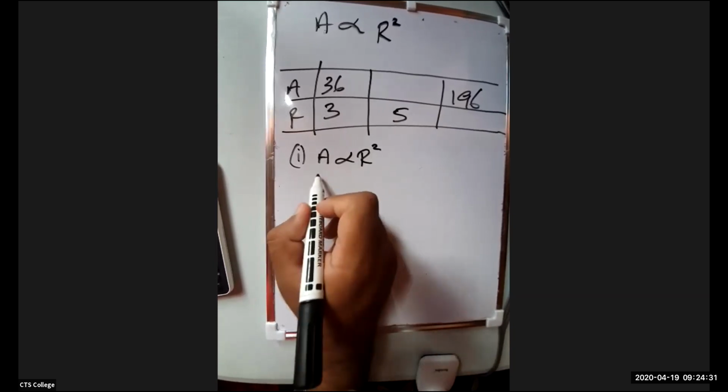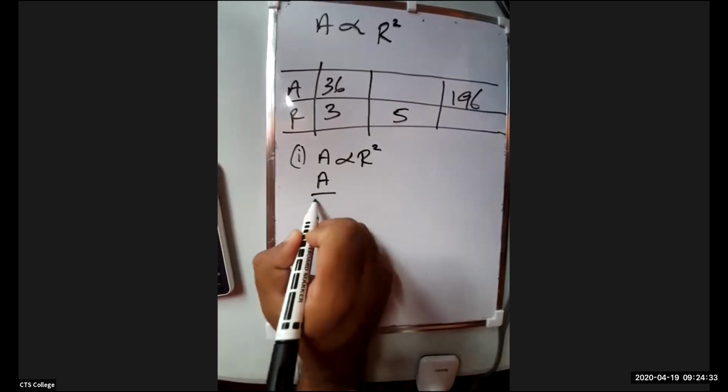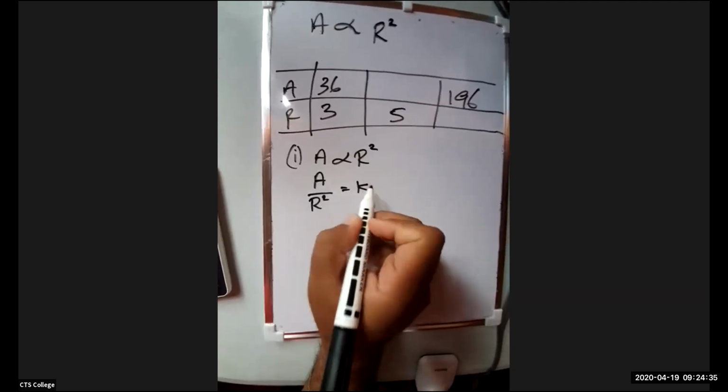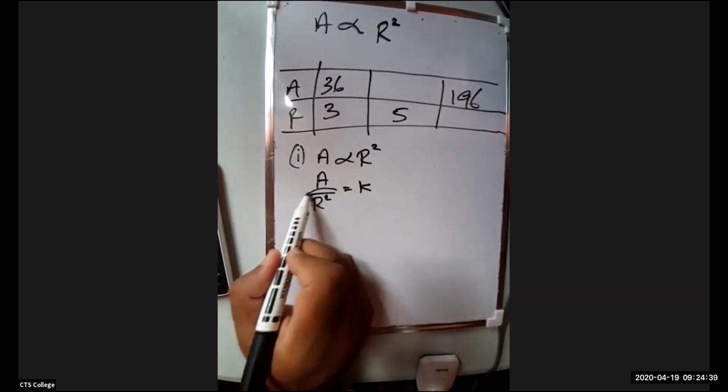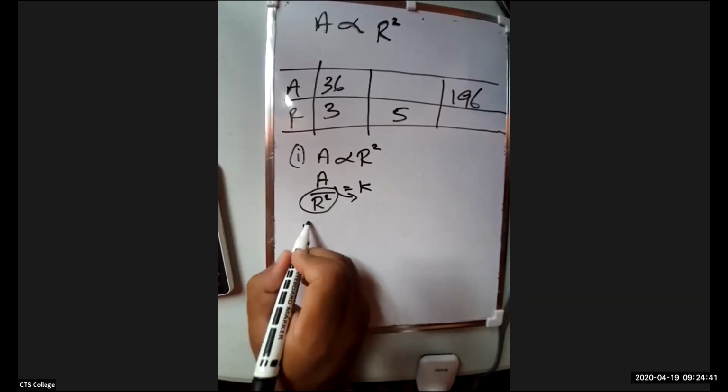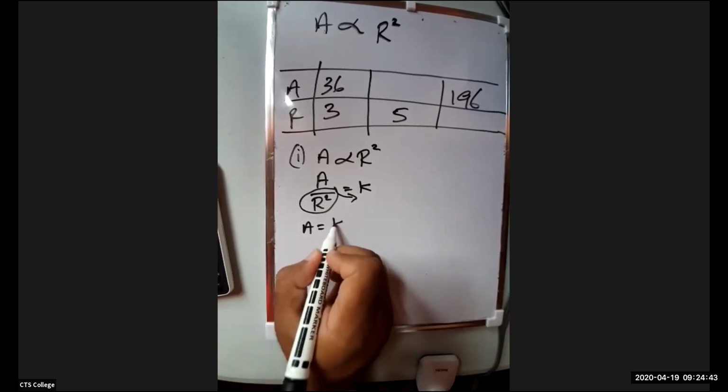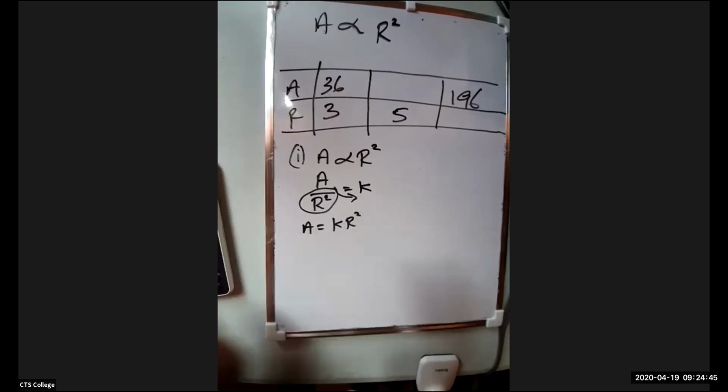All right. So let's continue. A over R squared is equal to K. They're asking us to express A in terms of R. So we're carrying this across. We want to find A. A is equal to K R squared.